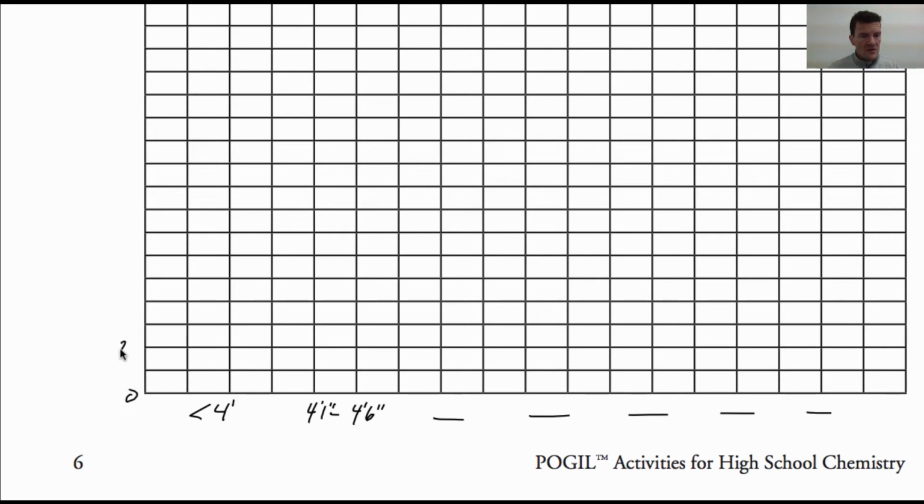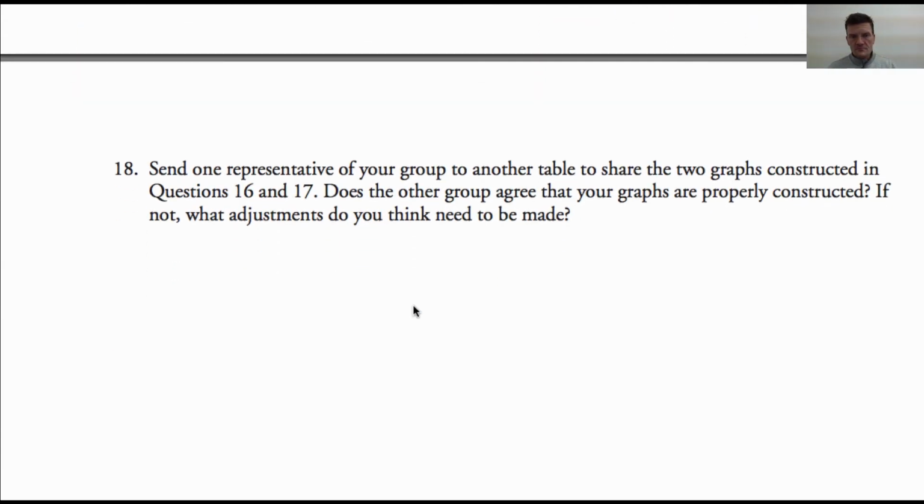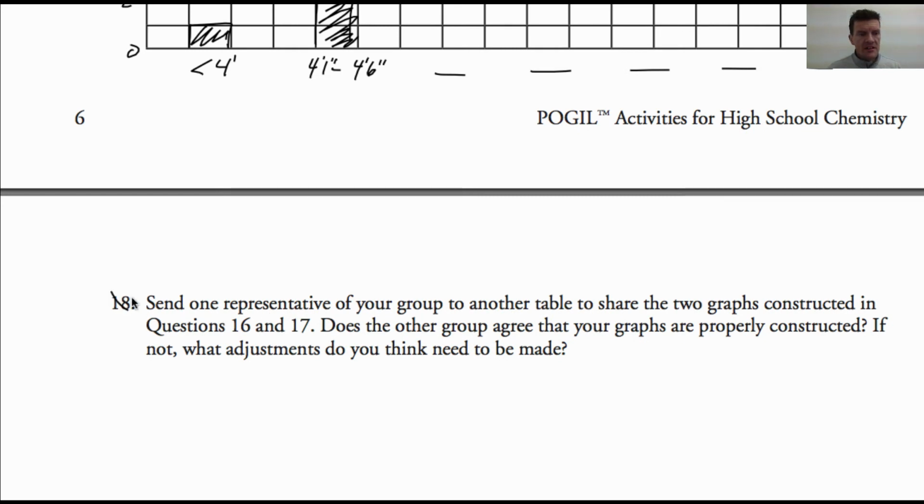So 0, 2, 4, 6, 8, 10, and for under 4 foot there's only 1, so this bar here is going to go up to just 1. Between 4'1" and 4'6" there were 3, so that's going to go up to 3. Shade that in, and you get the idea. So for each category you're going to draw your bar up to the appropriate number.